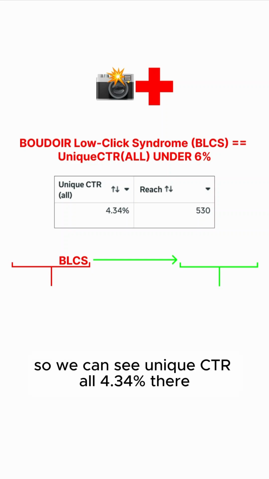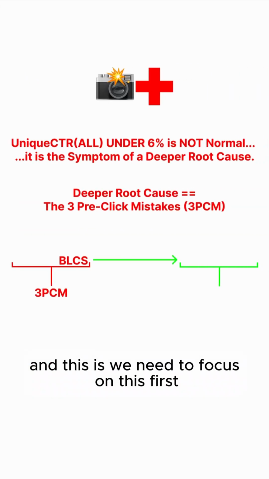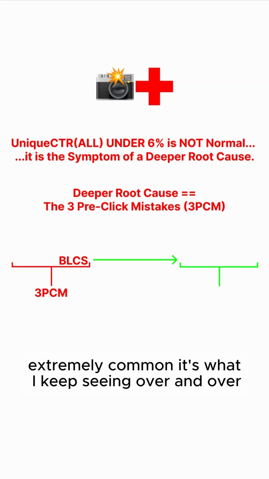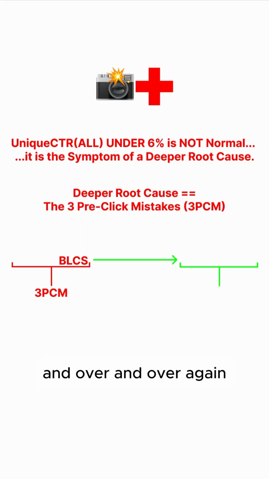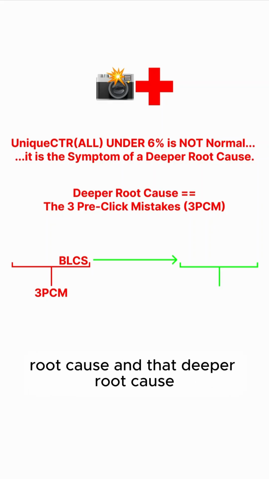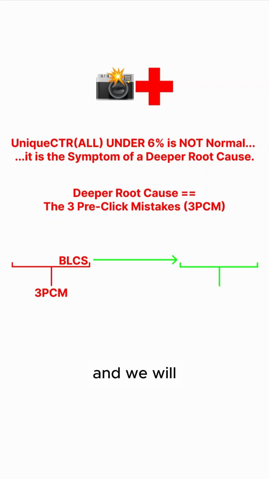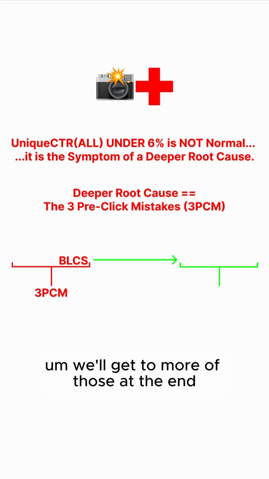So we can see unique CTR 4.34% there. We need to focus on this first because a unique CTR under 6% is not normal. Extremely common, and it's what I keep seeing over and over again. Every single Boudoir Facebook ad I've seen and tested has BLCS, unique CTR under 6%. And it's a problem because it's actually the symptom of a deeper root cause. That deeper root cause is the 3 pre-click mistakes. The 3 pre-click mistakes cause BLCS, and we'll get to more of those at the end.